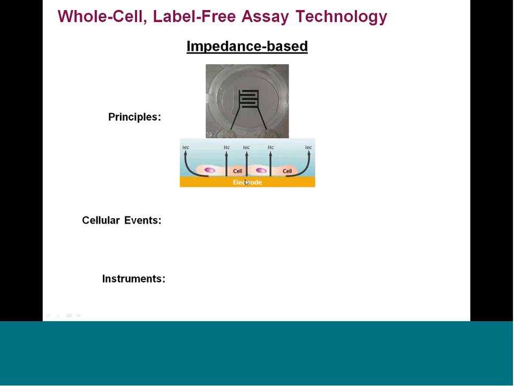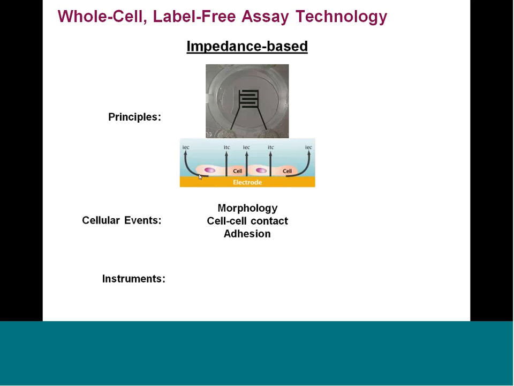So here you see three possible paths. It can go underneath, through, or between the cells. And that would be sensitive then to cellular events like changes in morphology for movement through the cells. Cell-cell contacts would be sensitive to changes in cell contacts. And then cell adhesion would be detected by changes in this current flow underneath the cells. So it's a sum of these cellular events. All of these can be detected in an assay.